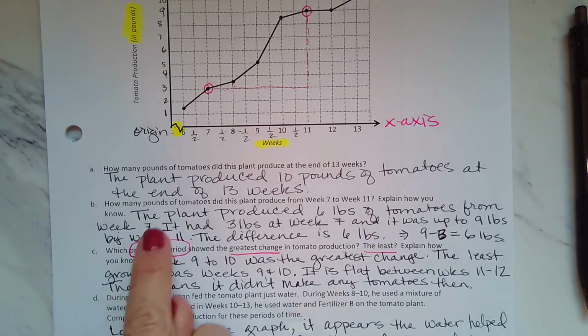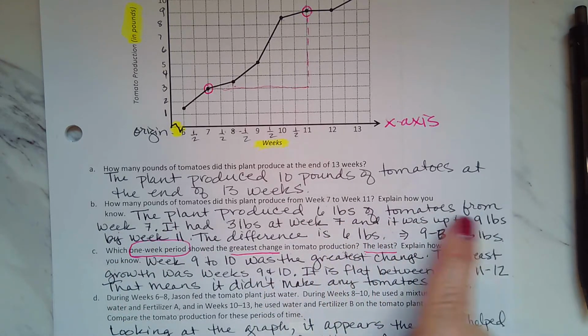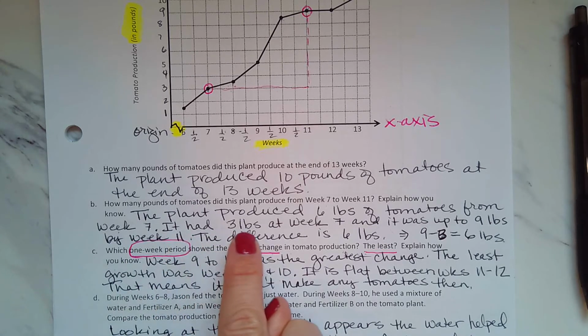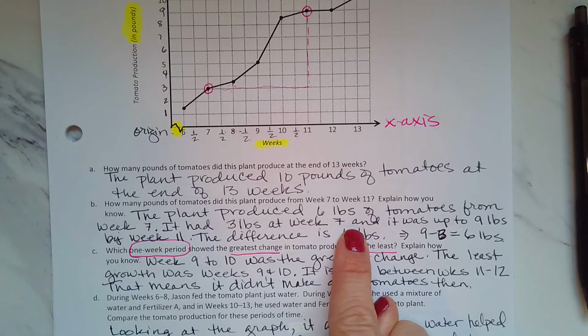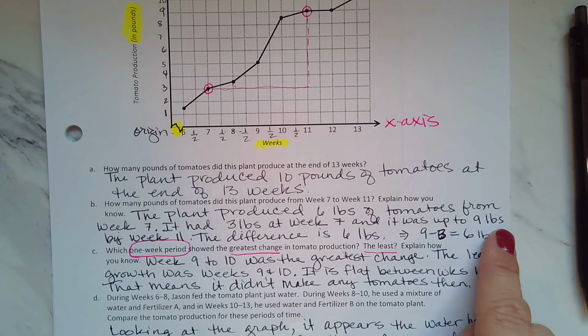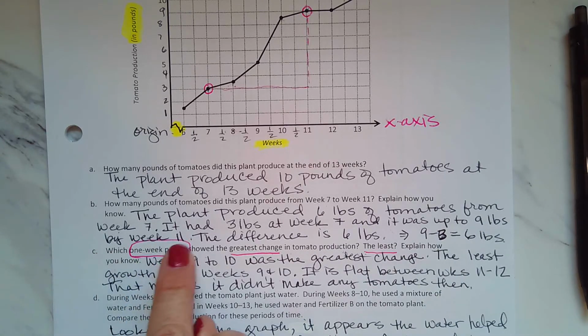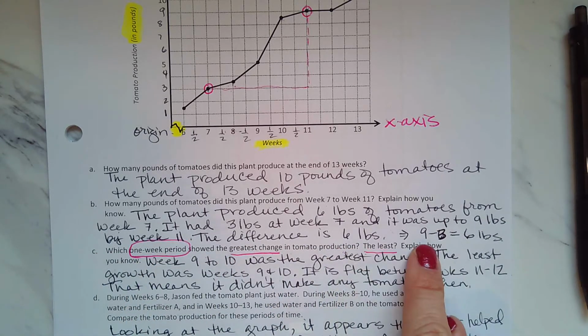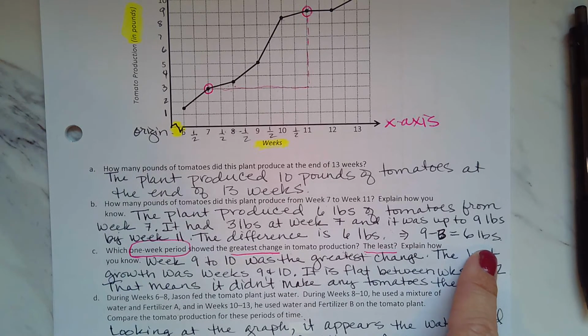Explain how you know. The plant produced 6 pounds of tomatoes from week 7. It had 3 pounds at week 7 and it went up to 9 pounds by week 11. The difference is 6 pounds. 9 minus 3 is 6 pounds.